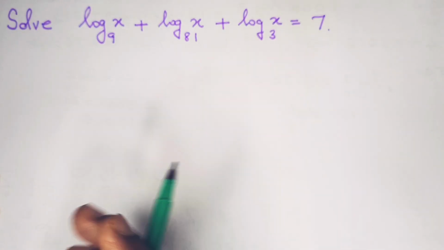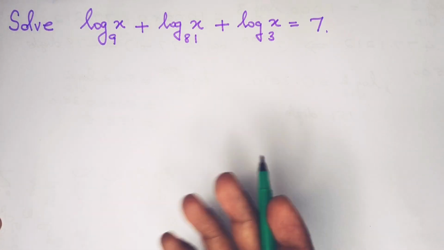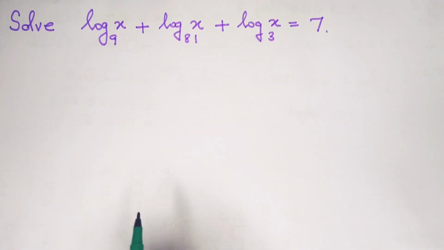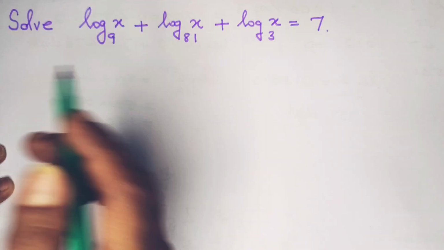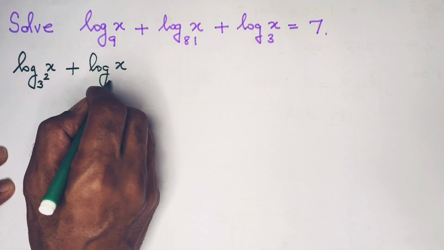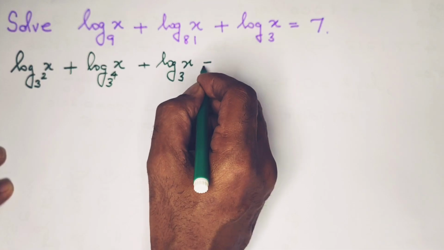In problems of this kind, the first step is to convert different base figures into the same base figure if possible. You can see each of these base figures being powers of 3. So let me rewrite the equation as follows. 9 I'm writing as 3 squared, 81 as 3 to the power 4, then 3 as it is, equals 7.